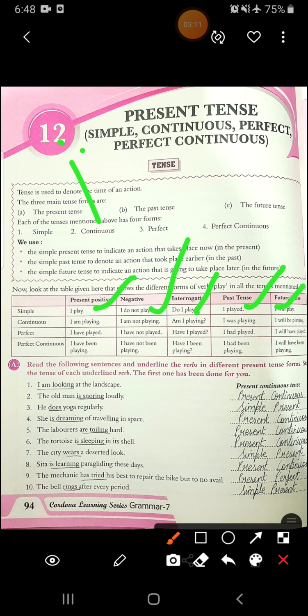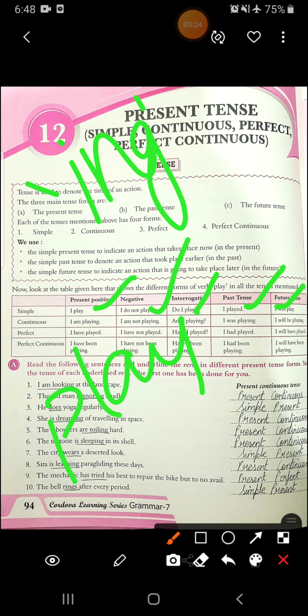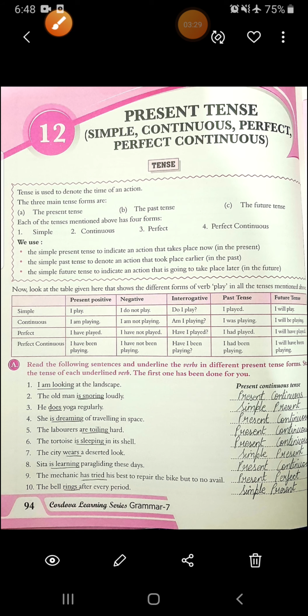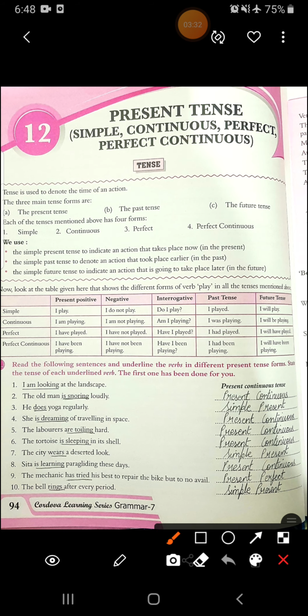Now see, for continuous what we use. In continuous we use the ing form of the verb. Remember this. Whenever it is continuous, maybe continuous or perfect continuous, we use the ing form of the verb. Like for play, it will become playing. Alright. Now see the continuous one. I am playing. It's in present positive form. In negative, I am not playing. In interrogative, am I playing? Past tense, I was playing. Future, I will be playing.